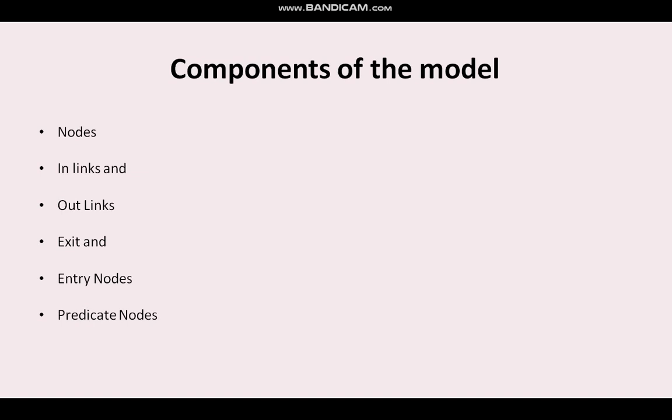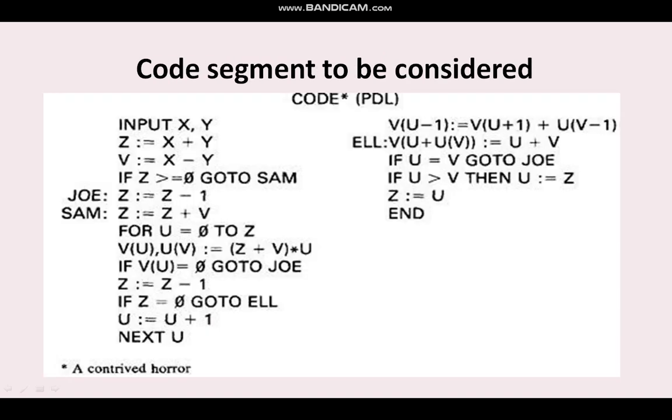Now we see what the components of the data flow model are. Normally, the data flow model contains nodes, links, and in-links: how many internal links are coming to that node, like in degree. Out-links means out degree: how many links are going from that particular node to the outside nodes. It also has an exit node, an entry node, and predicate nodes. All these are the various components of the data flow model.